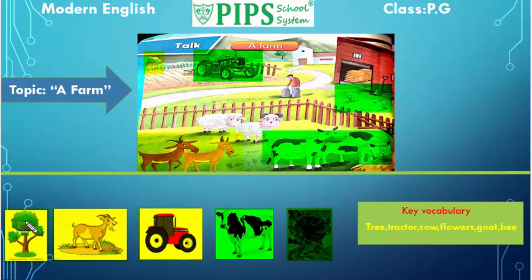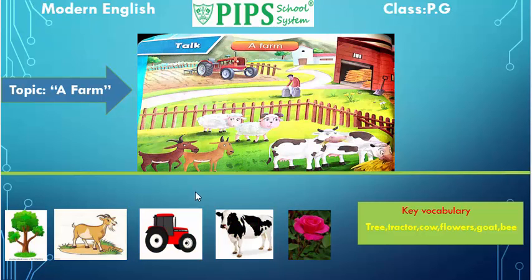The first picture is a tree. The next picture is a goat. The third picture is a tractor. The next picture is a cow. And the last picture is a flower. Okay students, come to the next page.